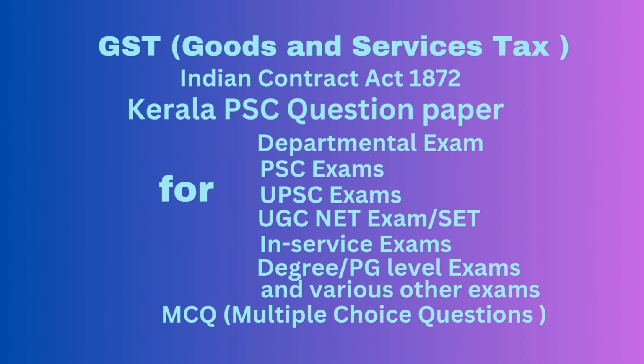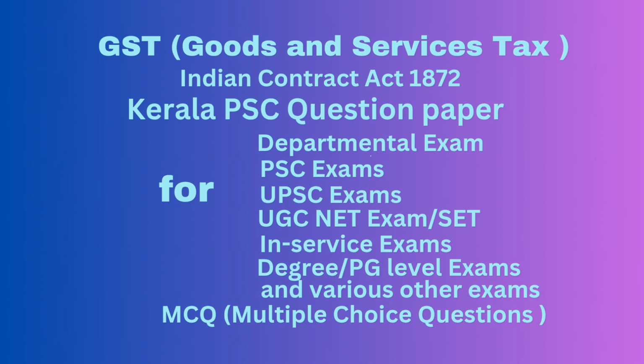Question number 11. Supply of goods is not treated as interstate supply when the location of the supplier and the place of supply are in dash as per Integrated GST Act. Option A, 2 different states. Option B, 2 different union territories. Option C, 2 districts in the same state. Option D, a state and a union territory. Correct answer: Option C, 2 districts in the same state.